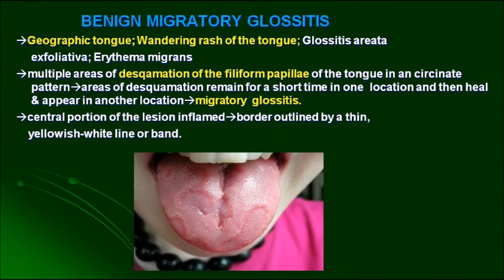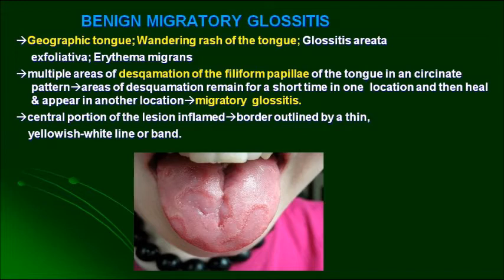Now what is benign migratory glossitis? In the picture you can see it is like a geographic area, like the geographic areas you see on a globe. So it is called a geographic tongue or wandering rash of the tongue. In multiple areas you can see desquamation of filiform papillae. That point is very important. Which papillae is desquamated in benign migratory glossitis? It is the filiform papillae.